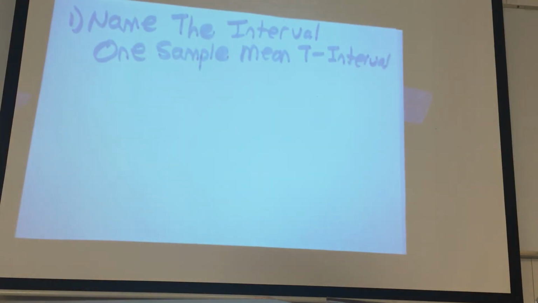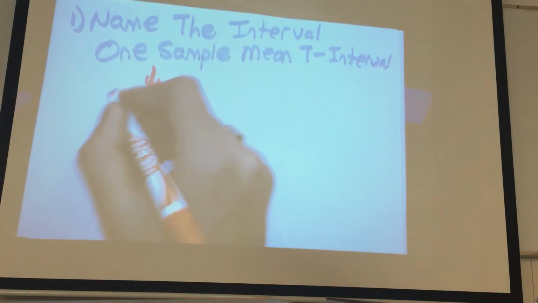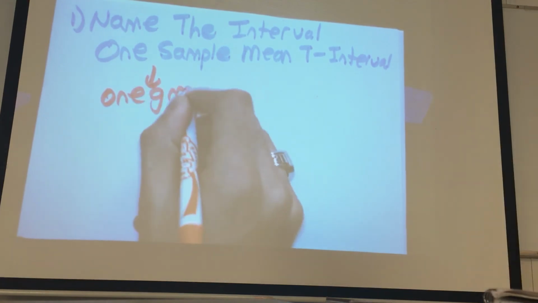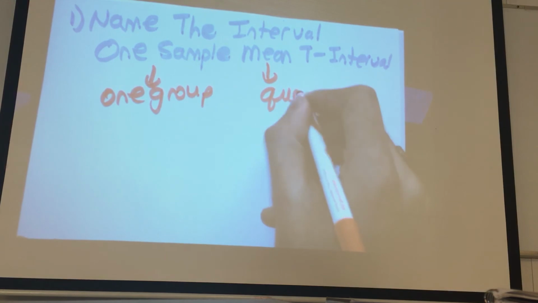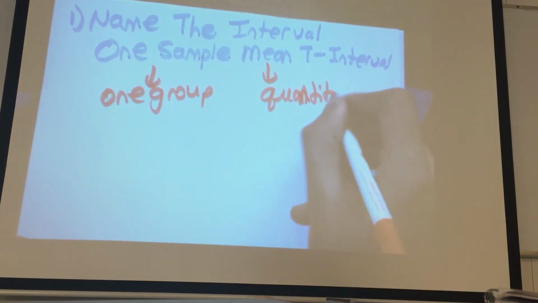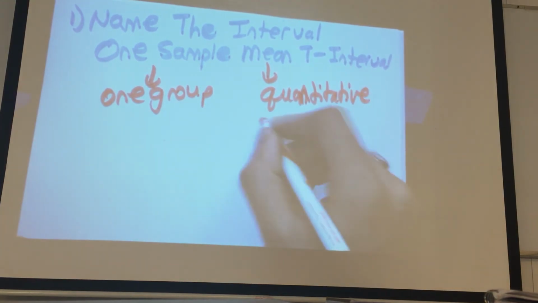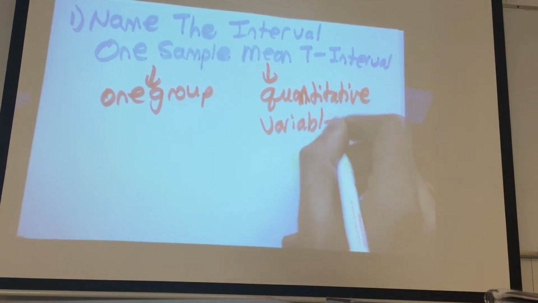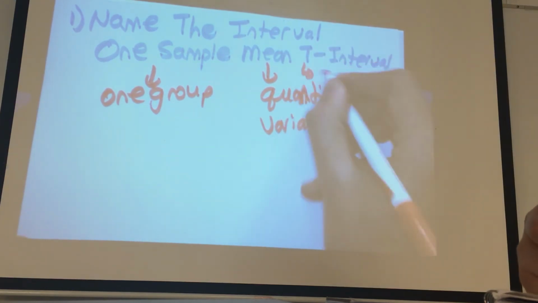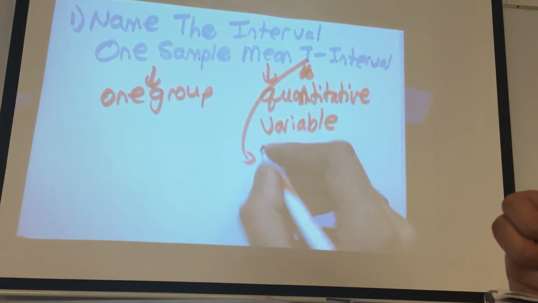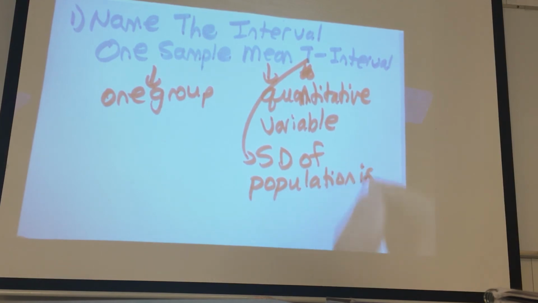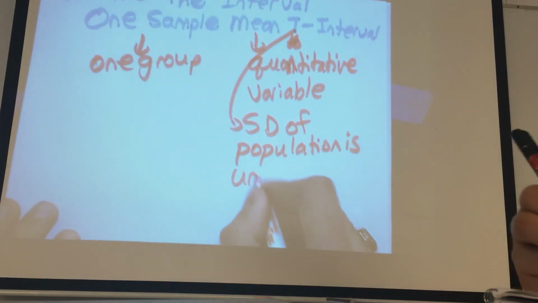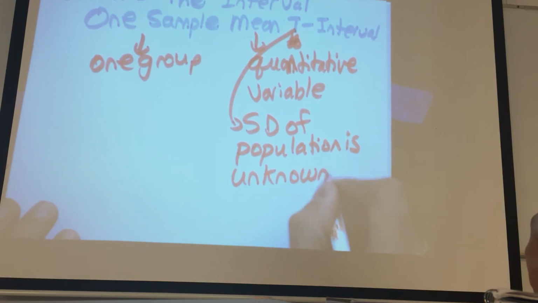And again, just like always, you want to annotate. So it's 1 sample because they only took 1 group. It's mean because we have a quantitative variable, and this should look very familiar, folks. And t because the standard deviation of the population is unknown.